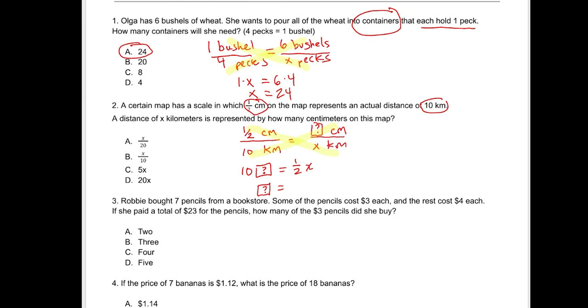So 1/2 divided by 10, and this is something that you could do in the calculator, but that is 1/20. So this is going to equal 1/20 times x, and 1/20 times x is equivalent to x divided by 20. And so our answer is A.